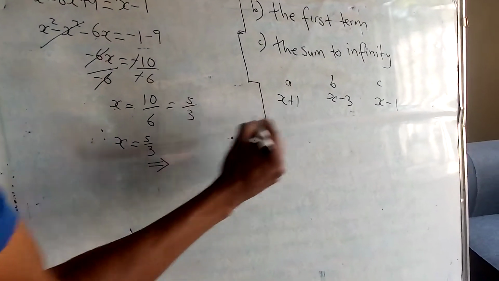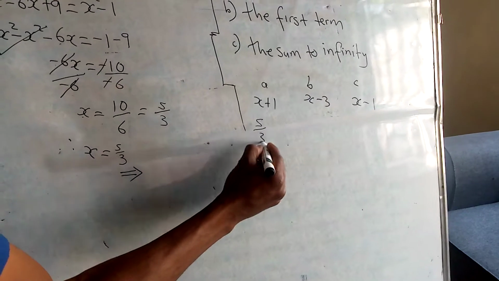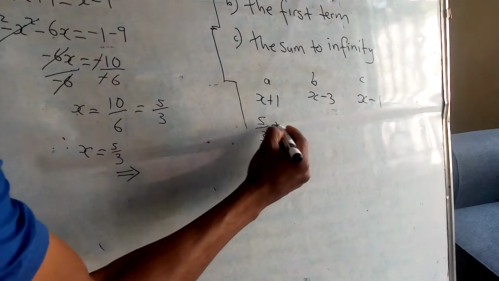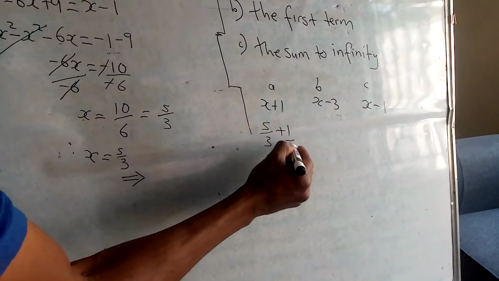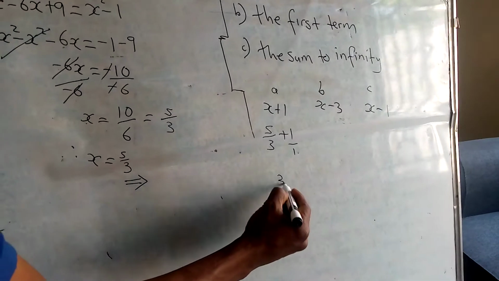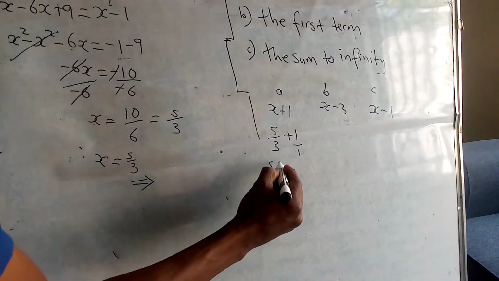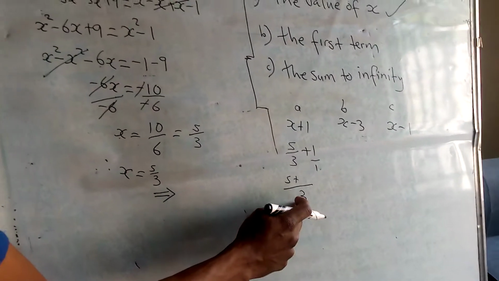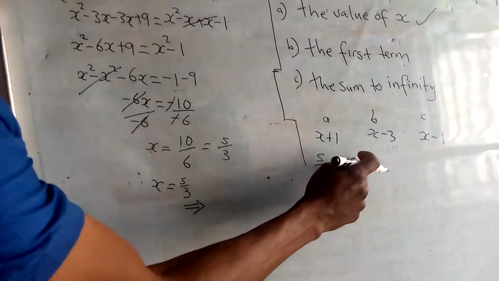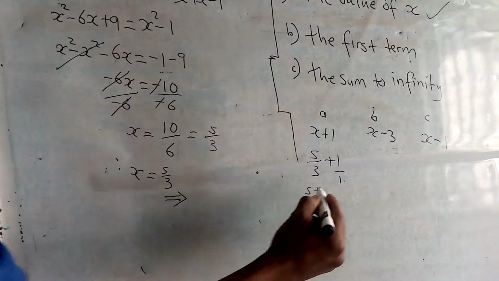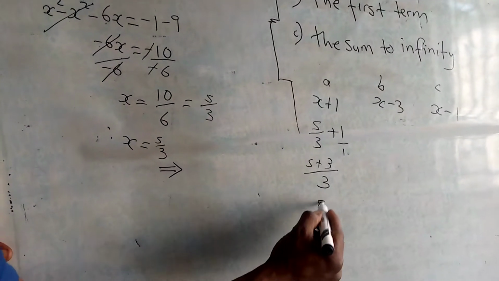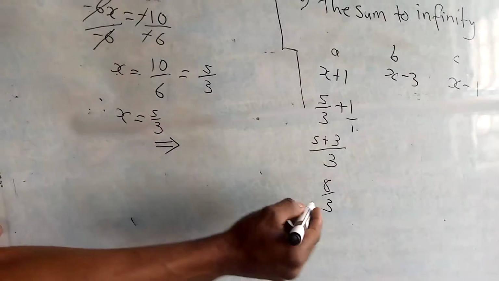x is 5 over 3 plus 1. You put over 1 here. Common denominator is 3. 3 into 3 is 1, 1 times 5 is 5, plus 1 into 3 is 3, 3 times 1 is 3. So when you add, it gives you 8 over 3. So this one is our first term.